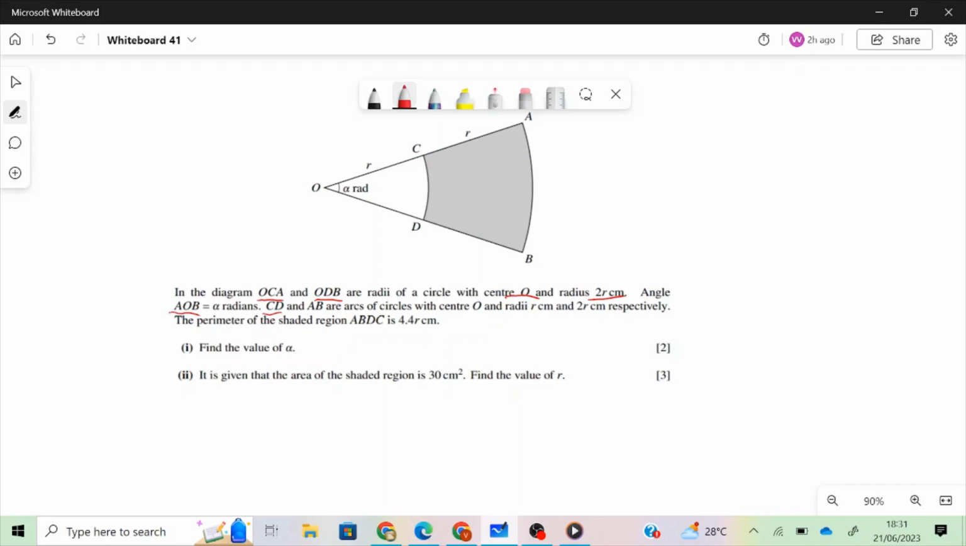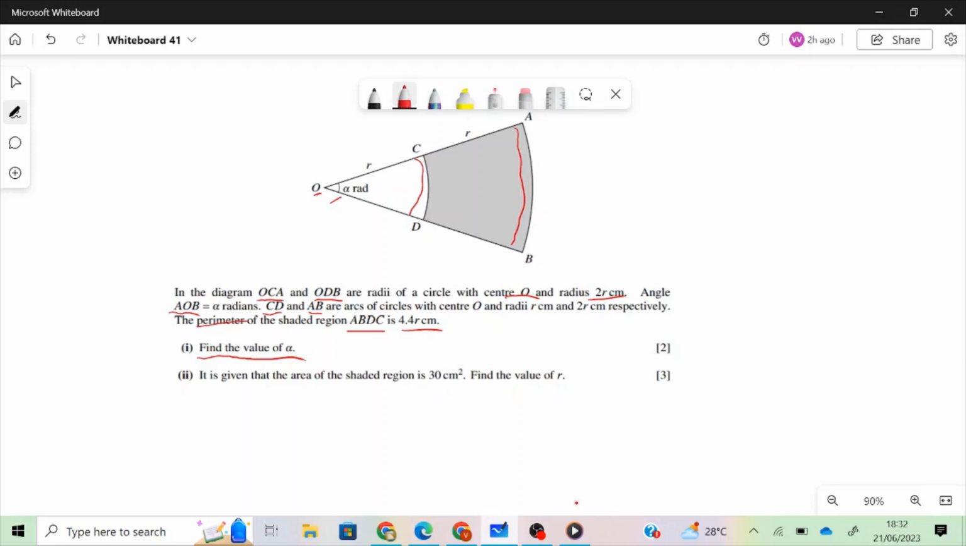CD and AB, so we have two arcs. We have a C to D arc and we have an A to B arc, which are of the same circle since they have this common center of O and a common angle of alpha. CD and AB are arcs of circles with center O and radii r cm and 2r cm respectively. The perimeter of the shaded region ABDC is 4.4r cm. Part I asks us to find the value of alpha.